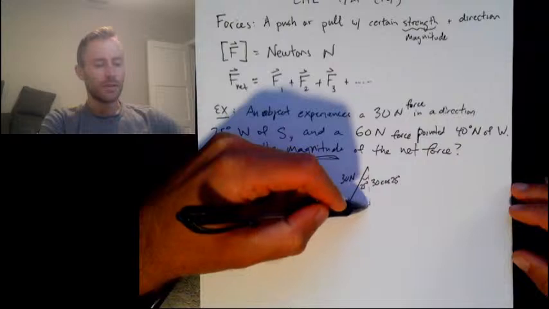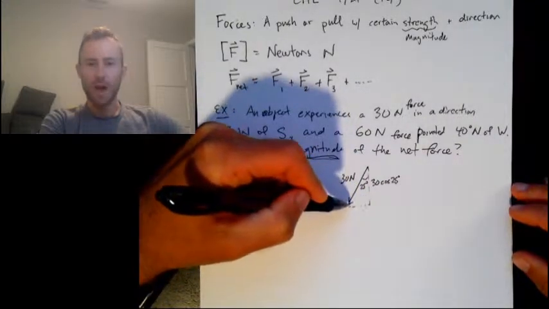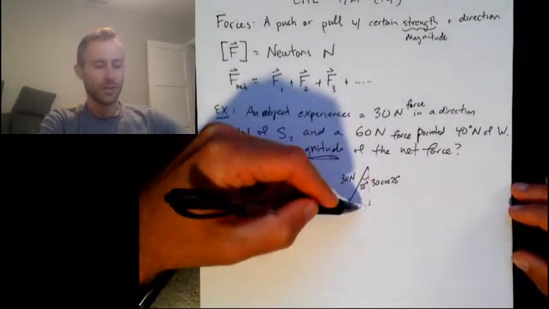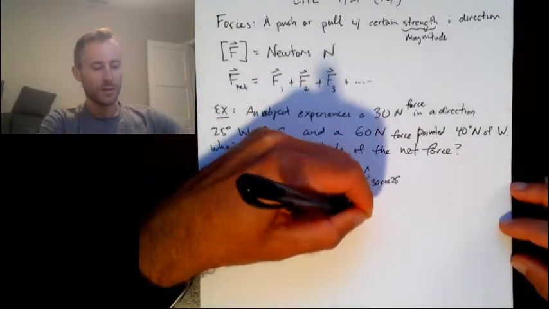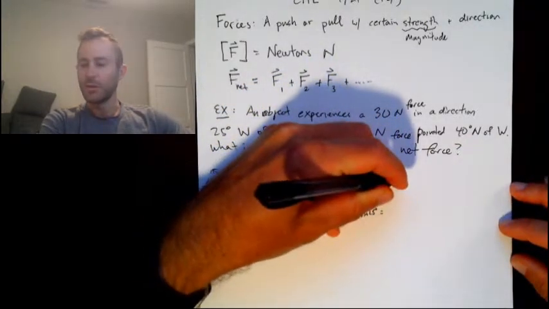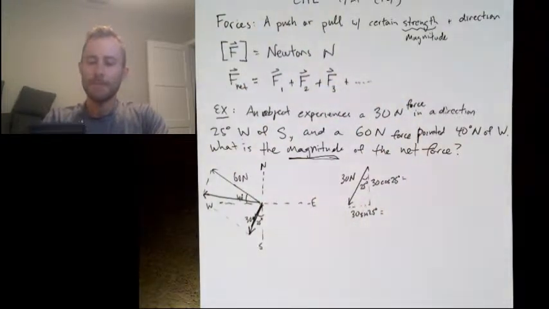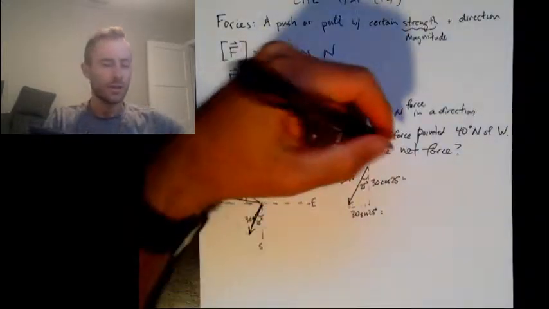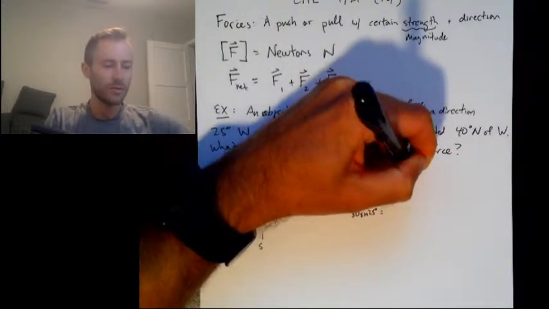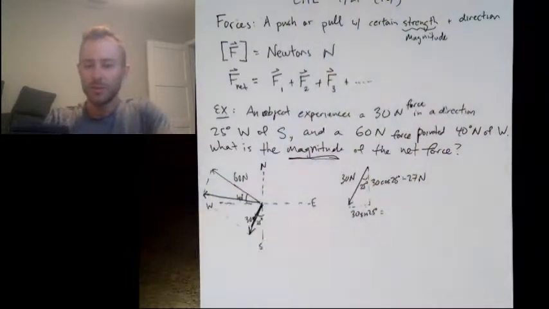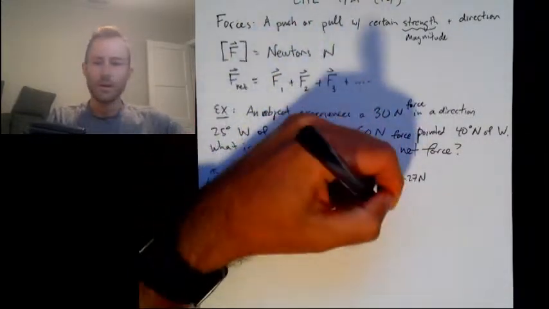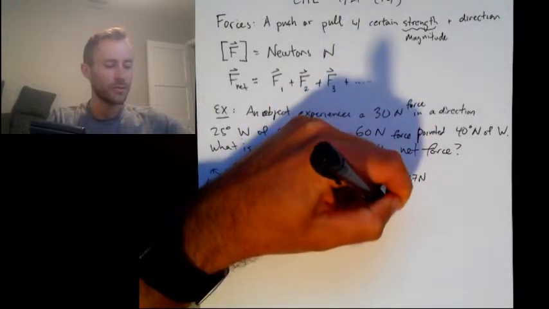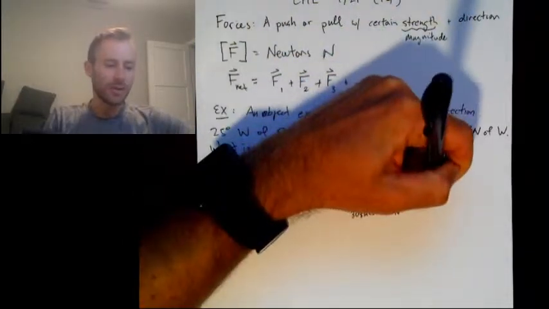And then this leg of the triangle is opposite the angle, so that's going to be sine, 30 sine of 25 degrees. So I'm going to plug these into my calculator really quickly. 30 cosine of 25 is about 27 newtons. I'm going to round these to just whole numbers. 30 sine of 25 is about 13 newtons.